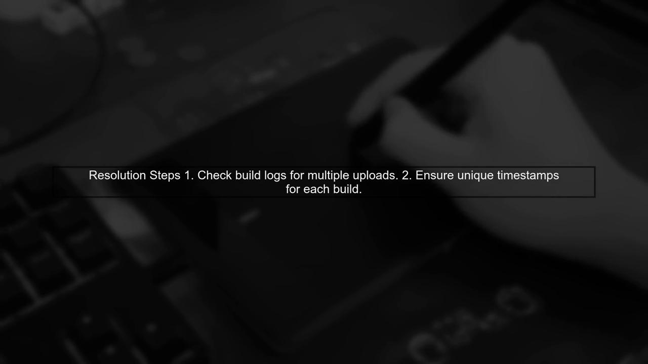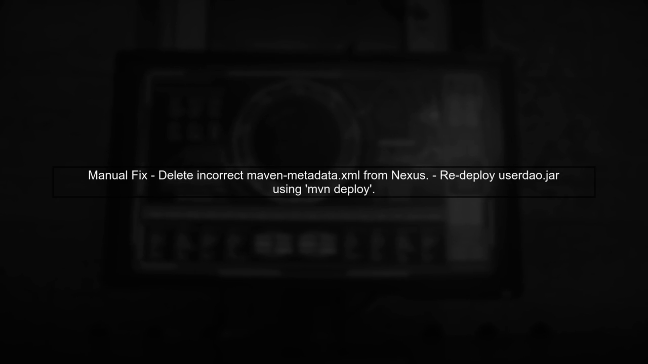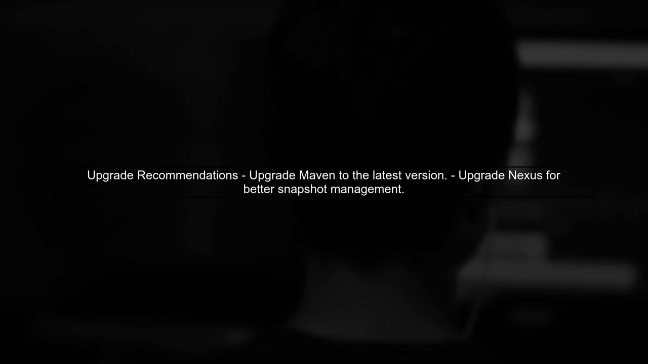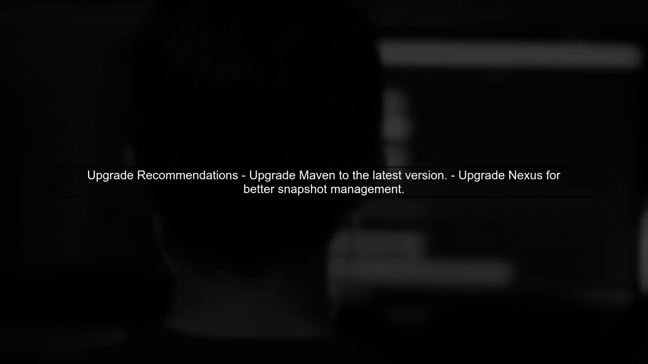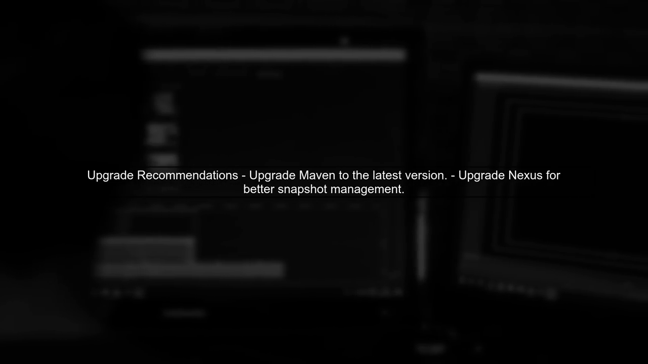To resolve this issue, you can try a few approaches. First, ensure that your build process is not creating multiple artifacts with overlapping timestamps. Another solution is to manually delete the incorrect metadata from Nexus and redeploy your snapshot jar. This will force Maven to regenerate the metadata correctly. Finally, consider upgrading your Maven and Nexus versions if possible. Newer versions may have bug fixes that address issues with snapshot handling.